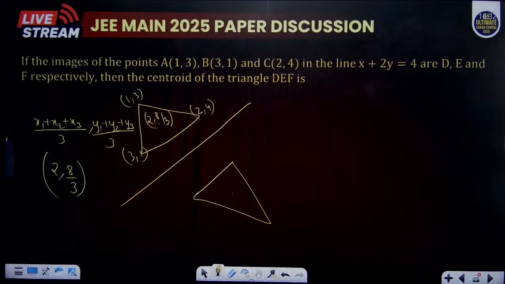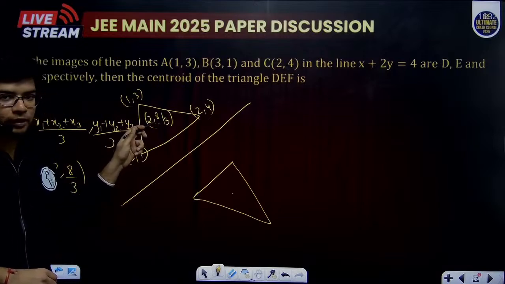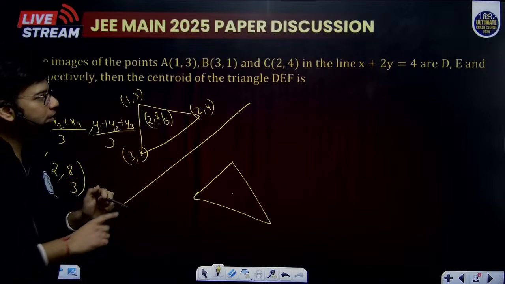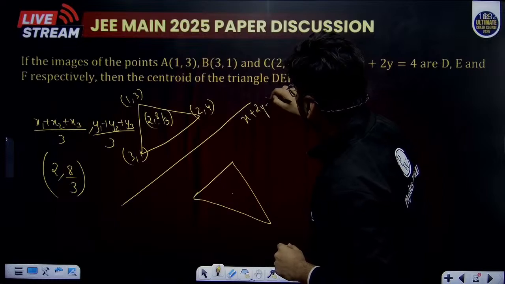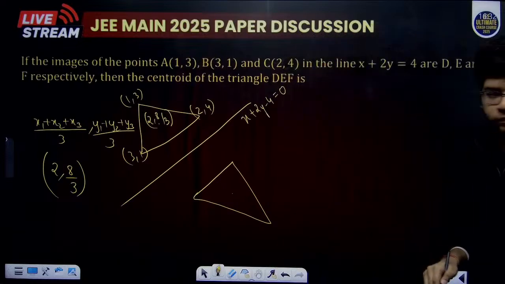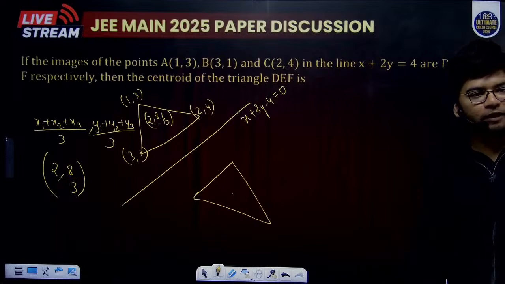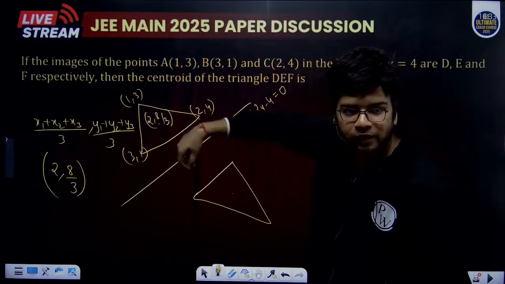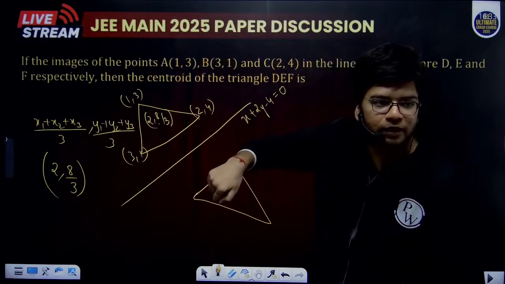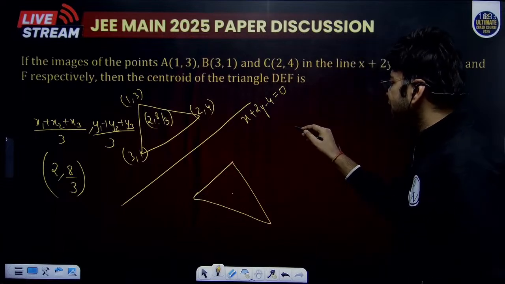Now I want to find the centroid of triangle DEF. So what I can do is find the image of this particular coordinate with respect to this line. What is the equation of this line? x + 2y - 4 = 0. What is the formula for image? You can directly apply a formula, or if you want, you can also find the coordinates of the foot of perpendicular, and then using the midpoint, you can find the image of this particular point. So we can directly use that formula.